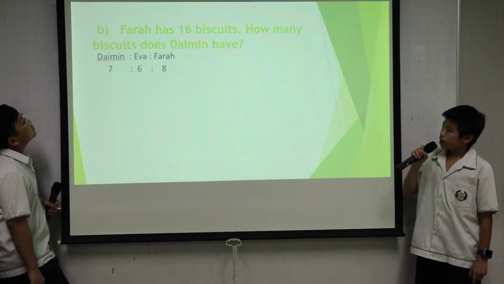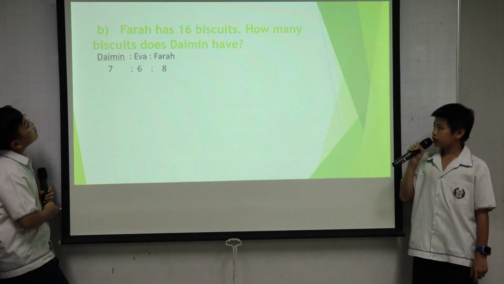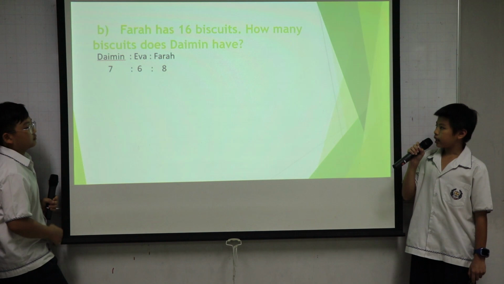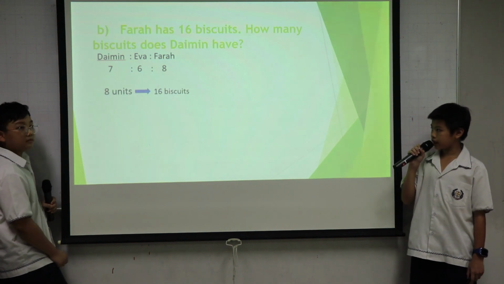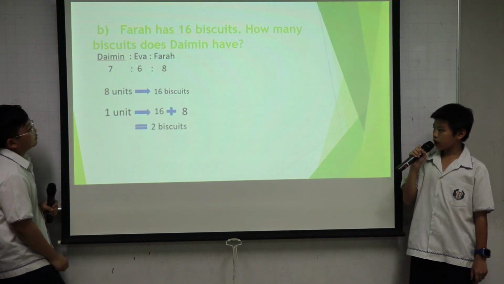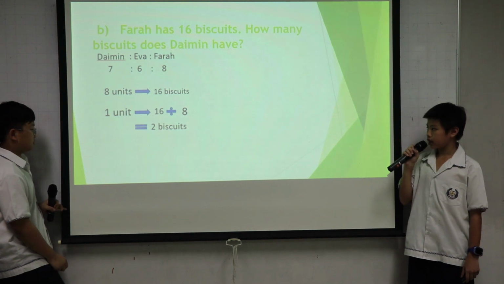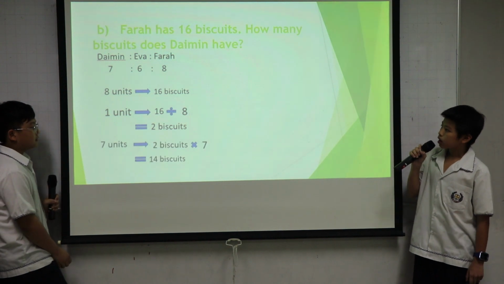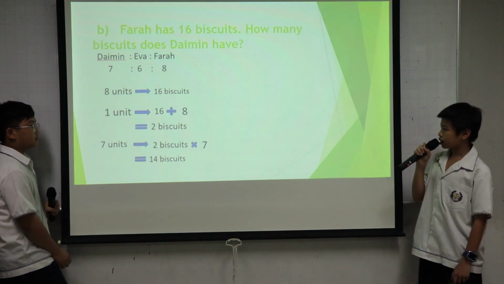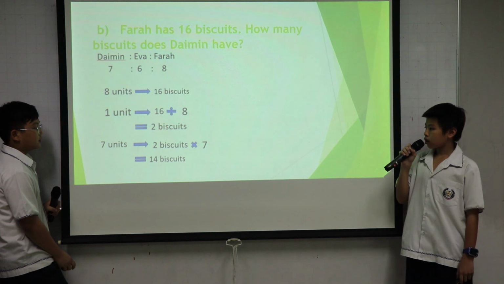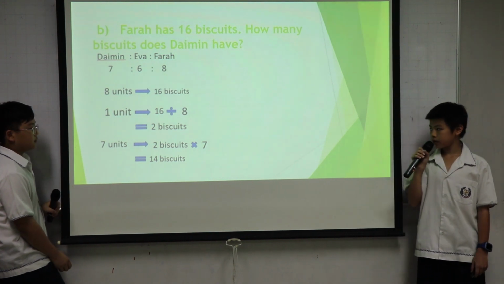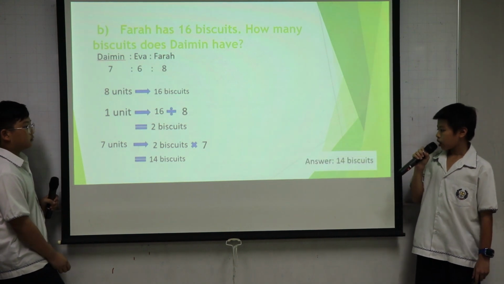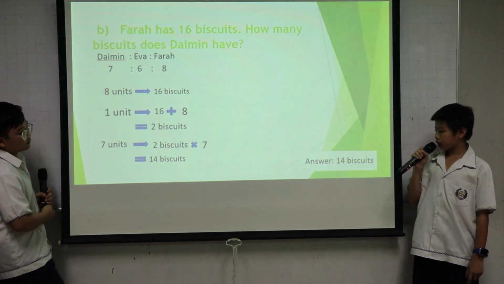Question B. Given that Farah has 8 units and 16 biscuits, 8 units is equivalent to 16 biscuits. To find 1 unit, we take 16 divided by 8 equals 2 biscuits. Diamond has 7 units of biscuits. So to find 7 units, we take 2 biscuits times 7 equals 14 biscuits. So Diamond has 14 biscuits.